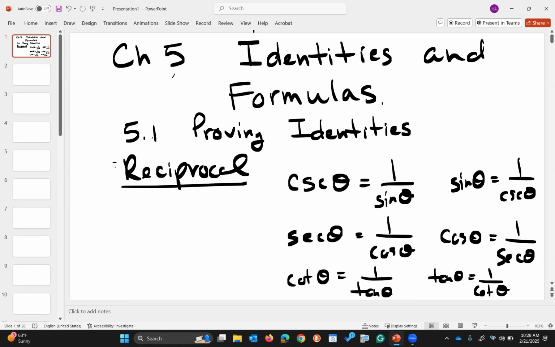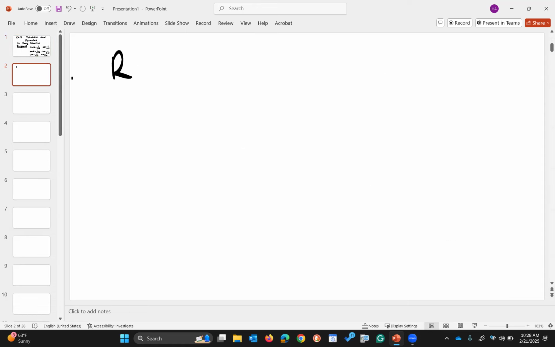Cool. All right. Then we have the reciprocal identities. Oh yeah, that's right, we have the ratio identities. Do you guys remember the ratio identities? There's only 2. Sine over cosine, perfect. Tangent is equal to sine over cosine.